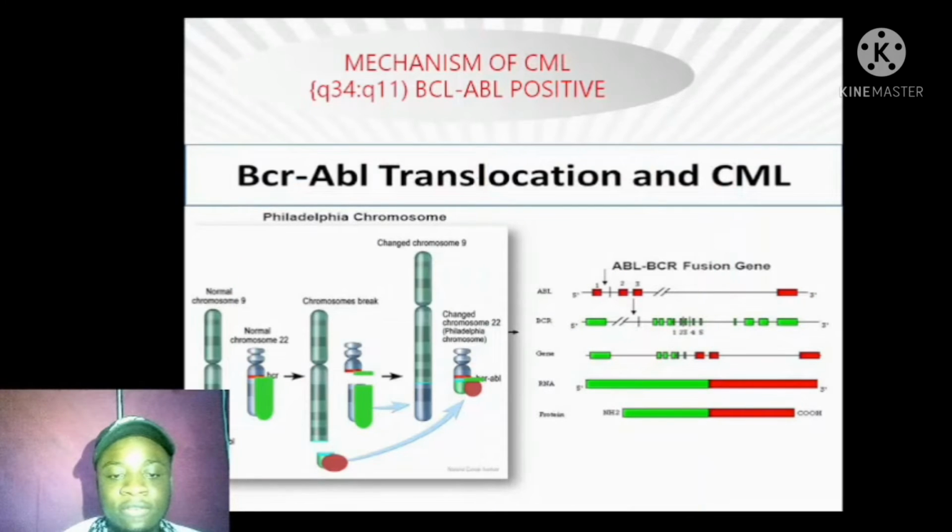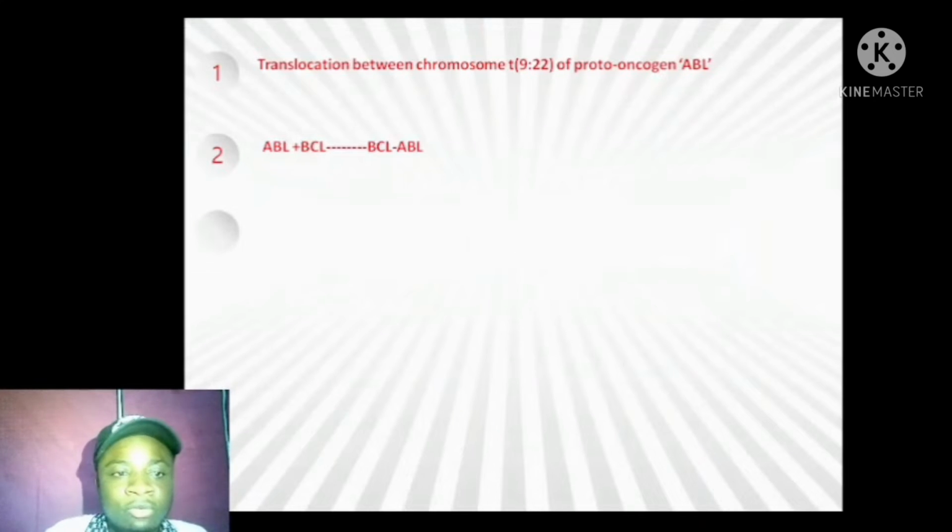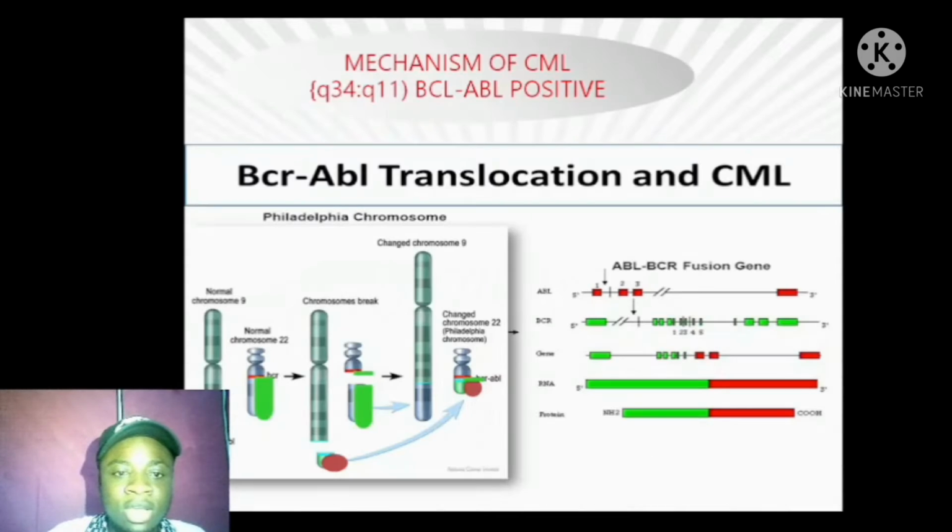This translocation leads to the formation of the ABL and then BCL. The ABL is coming from chromosome 9, BCL is coming from chromosome 22. When they fuse, they form the BCL-ABL gene. Can you see that? Let me go back. So this is chromosome 9, chromosome 22. This one will bring the ABL, this one will bring the BCR, so there's translocation, there's fusion, which results in formation of the BCR-ABL gene. It's a fusion from the translocation, which is changed to chromosome 22, which is called the Philadelphia chromosome.